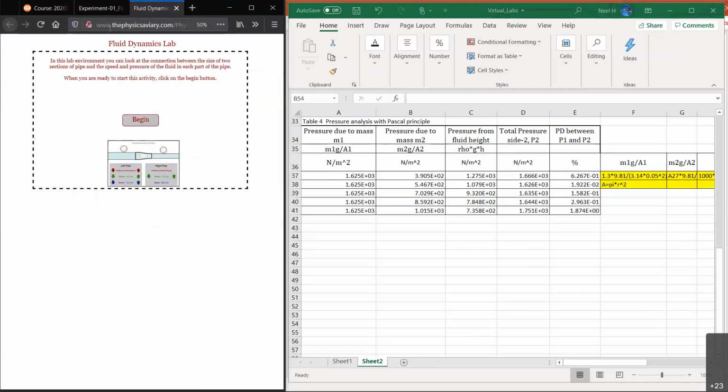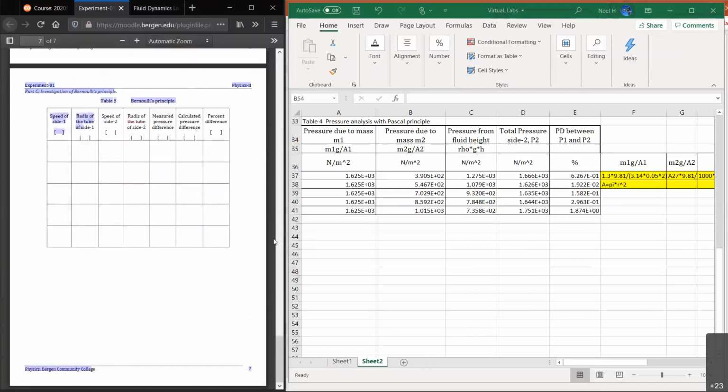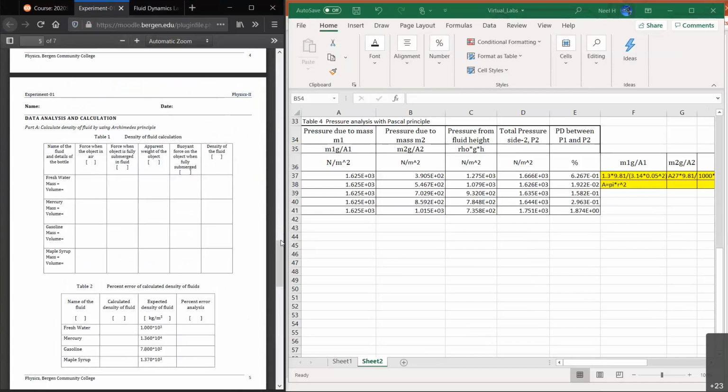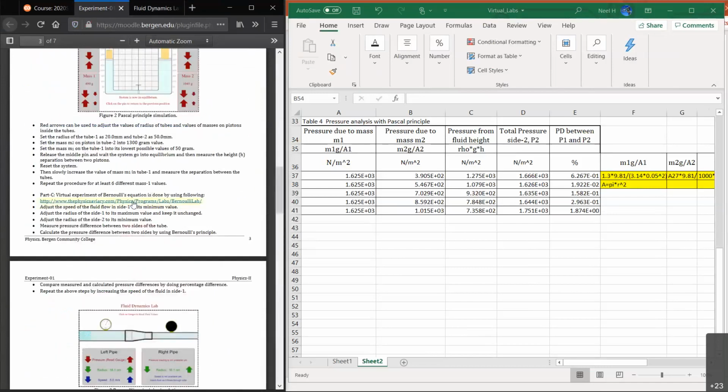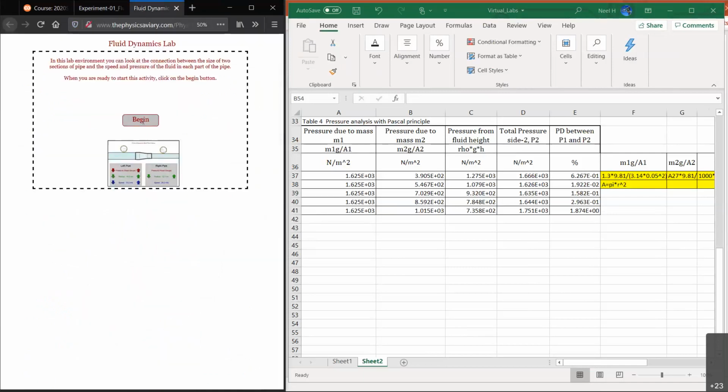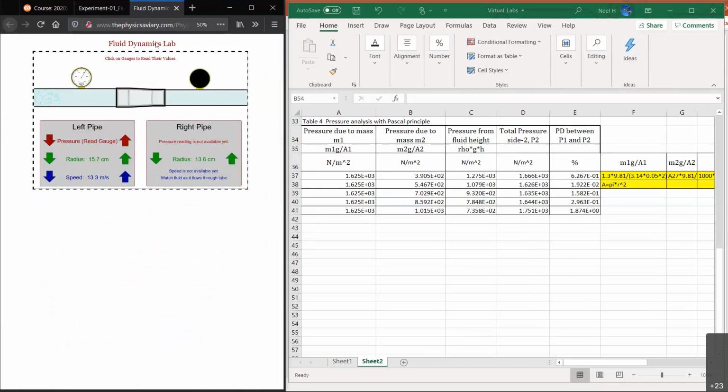So this is the simulation for the Bernoulli's principle. The link is on page number 3 right here. Just click that link. That's a different type of simulation. Click on the begin here, then you will get that simulation page. You can see there's a tube and water is flowing through that, and then there's a pressure gauge, right? So the inside pressure, outside pressure, you can read directly.